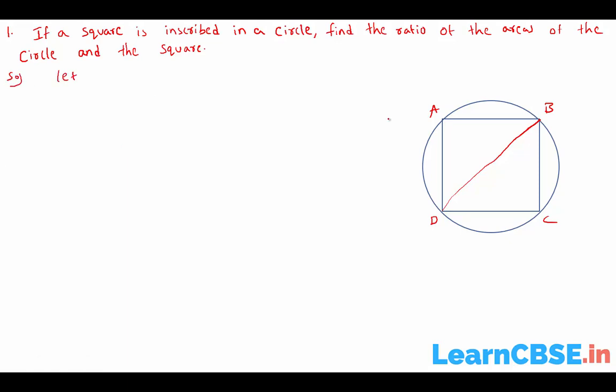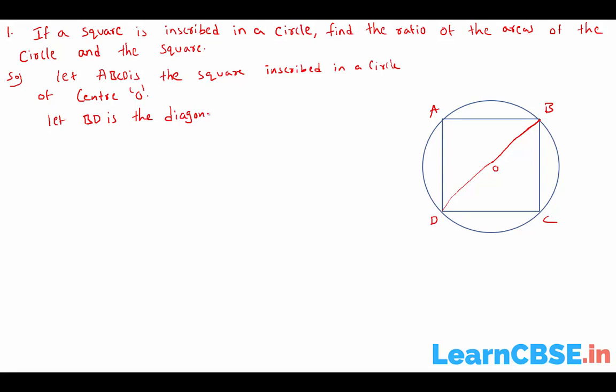Solution: let ABCD is a square inscribed in a circle of center O. Let BD is the diagonal of a square and also diameter of circle.